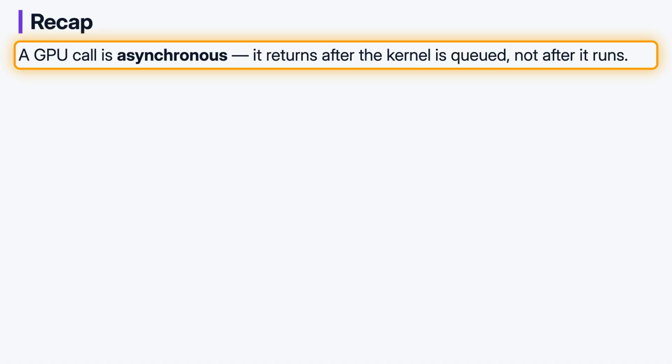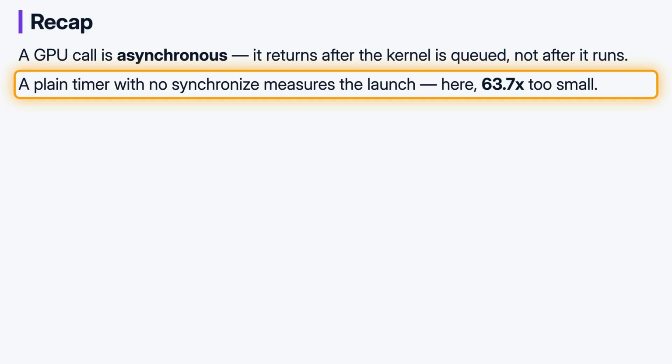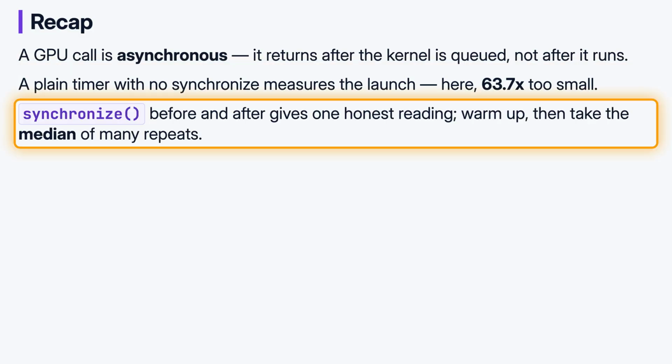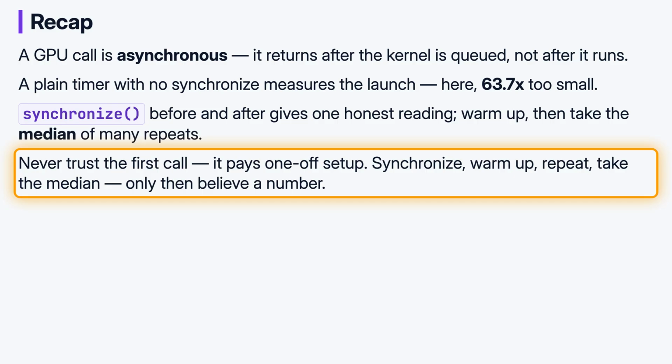Let's review. A GPU call is asynchronous. It returns after the kernel is queued, not after it runs. A plain timer with no synchronize measures the launch. Here that was 63.7 times too small. Synchronize before and after gives one honest reading. Then warm up and take the median of many repeats. Never trust the first call. It pays one-off setup. Synchronize, warm up, repeat, take the median. Only then believe a number.